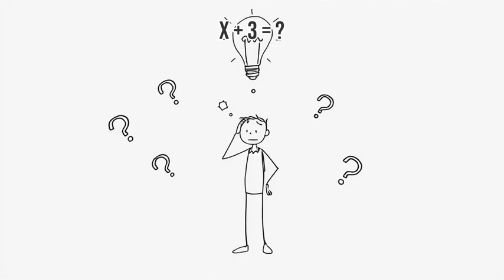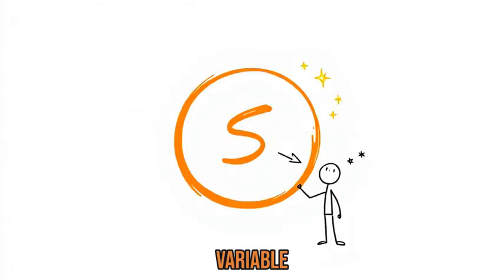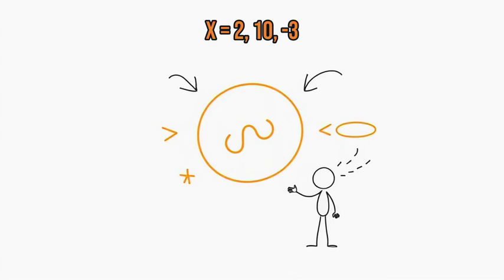What actually is an algebraic expression, and why do letters even show up in maths? An algebraic expression is just a mix of numbers, letters, and operations like plus or minus. The letters are called variables because they can stand for different values. So x could be 2 or 10 or even -3. It just represents an unknown number.